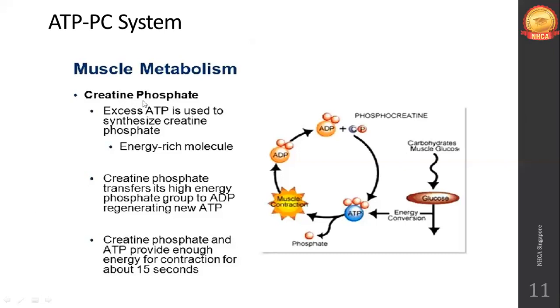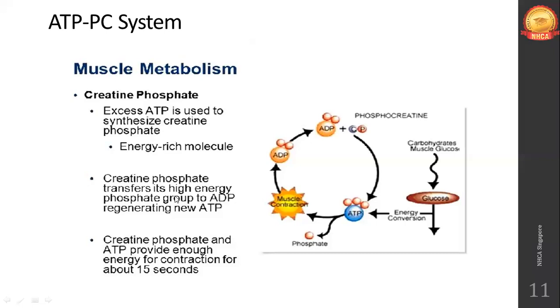So creatine phosphate is a kind of protein phosphate. Creatine is a protein, and phosphate is the phosphate molecule attached to this particular protein. Creatine phosphate is used here to give out energy. Excess ATP is used to synthesize creatine phosphate. Creatine phosphate is an energy rich molecule, so it transfers its high energy phosphate group to the ADP.